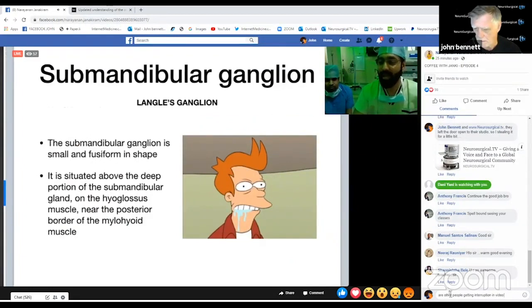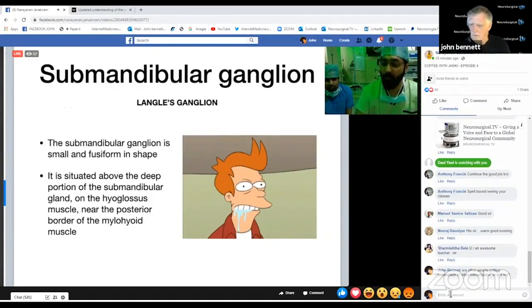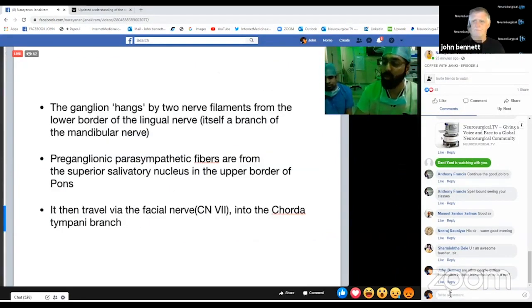So what is Langley's ganglion? Langley's ganglion is the submandibular ganglion. The submandibular ganglion is small and fusiform in shape. It is situated above the deep portion of the submandibular gland on the hyoglossus muscle, near the posterior border of the mylohyoid muscle. So posterior to the mylohyoid is the hyoglossus, and the ganglion hangs by two nerve filaments from the lower branch of the lingual nerve itself, a branch of the mandibular nerve. So you know, I dealt with the mandibular nerve as the first episode, and now you know where to fix that lingual nerve.